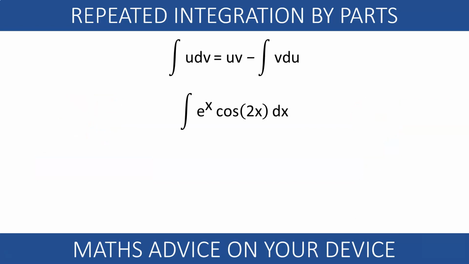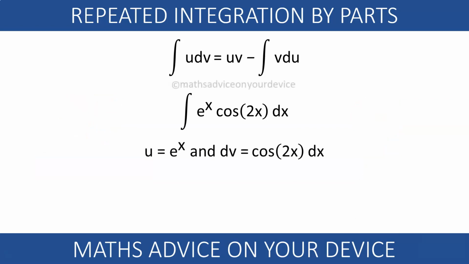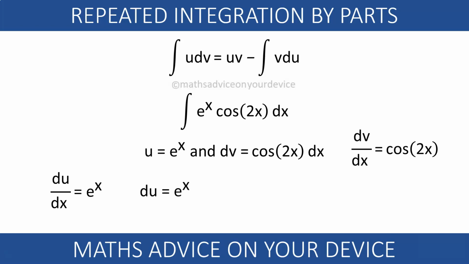Right, did you make a choice? I chose u equals e to the x and dv equals cosine of 2x dx. You could rewrite this differently. Differentiating u with respect to x, we obtain e to the x. v is the antiderivative of cosine of 2x, so a half of sine 2x.